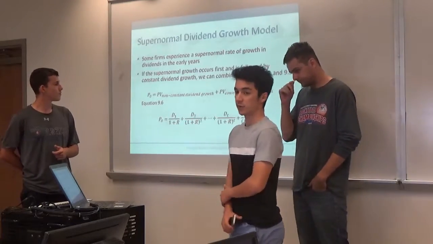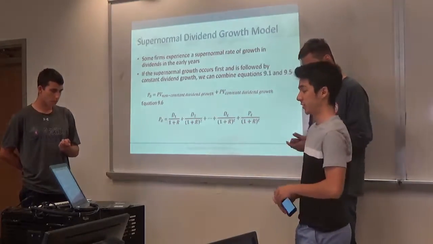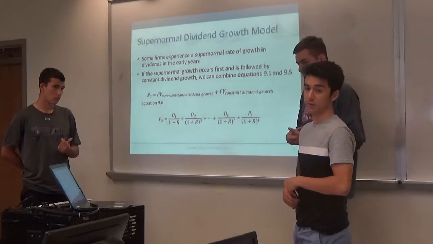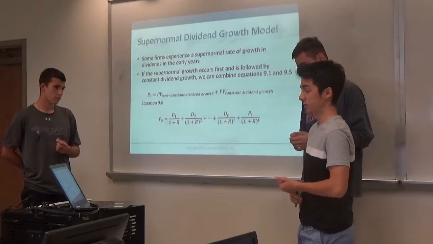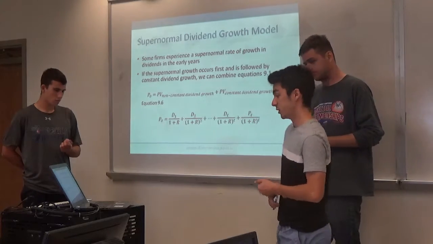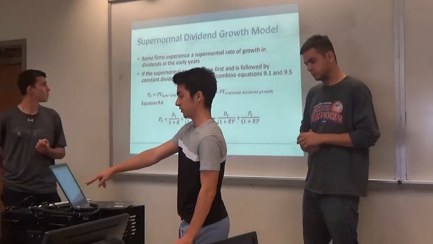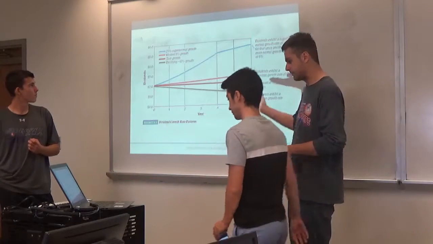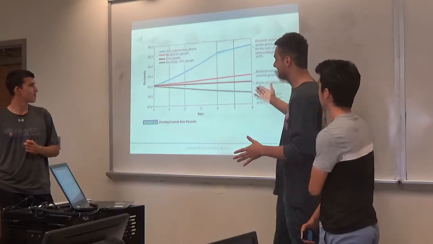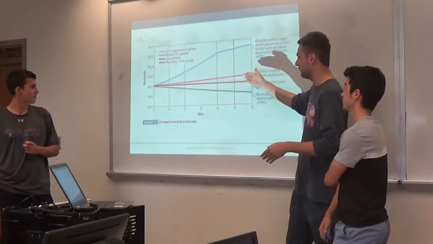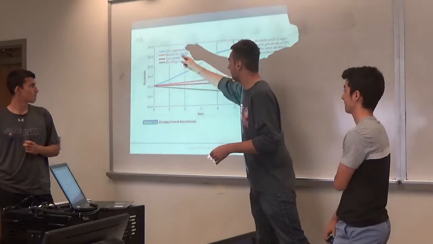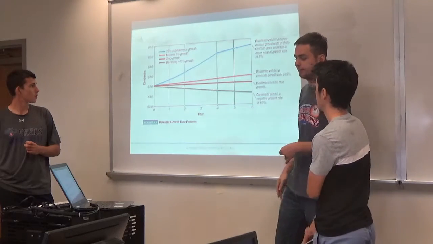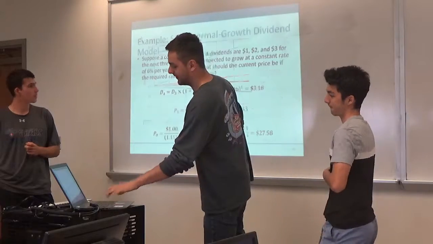So some firms they invest in will experience high growth in the beginning, and this is where we use the supernormal dividend growth model. Such as a tech firm, if it's in its early stages, it can skyrocket fairly easily, and it's highly volatile. So this is where you combine the two equations to get the supernormal dividend growth model. Here's a graph showing different kinds of growth rates. Supernormal is the blue, and then the more modest ones, to show the differences.